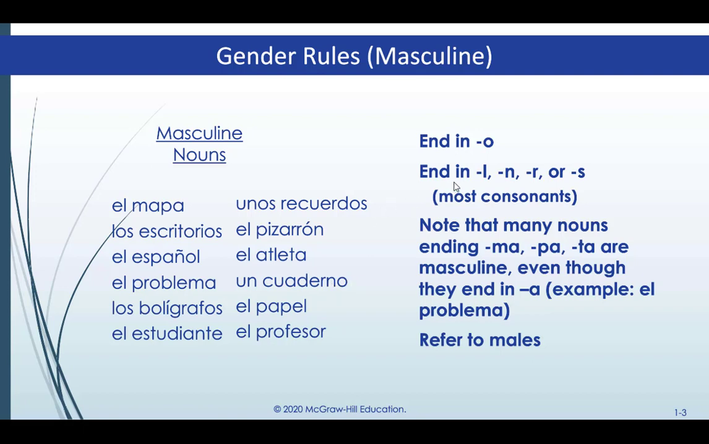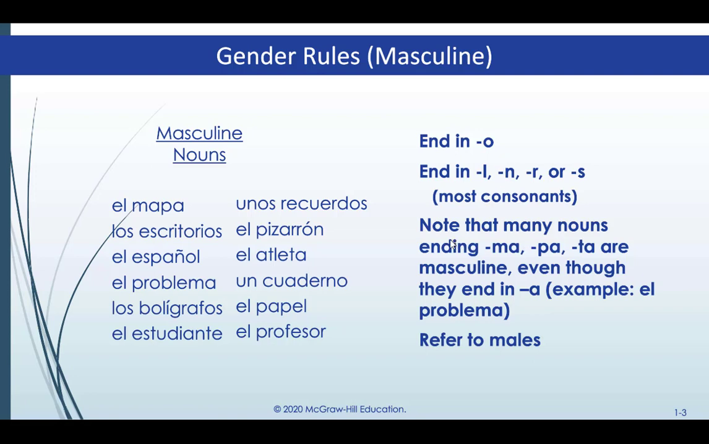And then a lot of them that end in L and N and R and S when it's not plural. So, yeah, you can see maybe something that ends in L, papel. If you see papel, you know that it's a masculine noun. If it ends in R, profesor. Profesor, even though it refers to a male professor, so you will know, but profesor is masculine too. So the basic rule is this one. If it ends in O, most of the time it's going to be masculine.